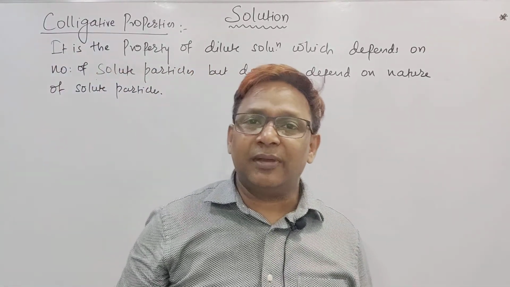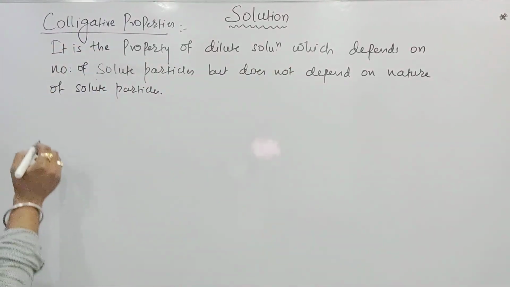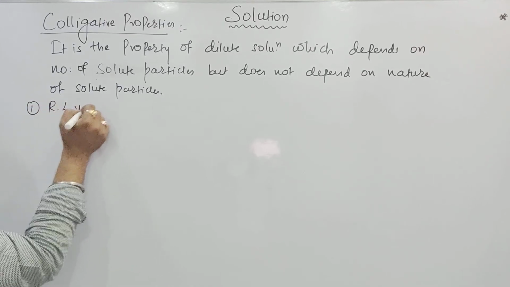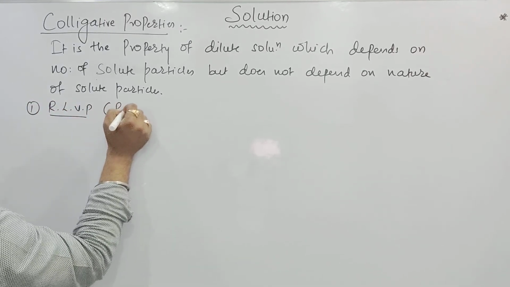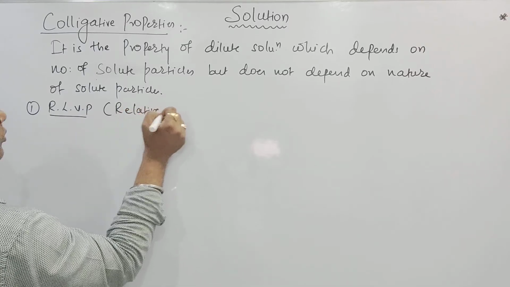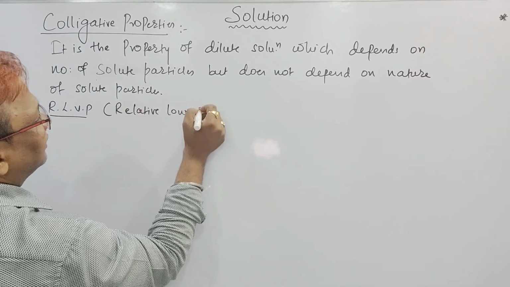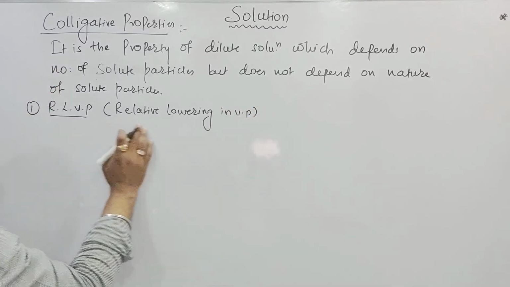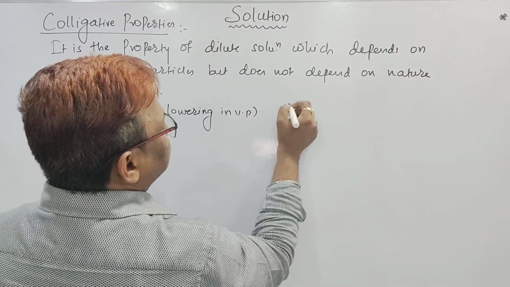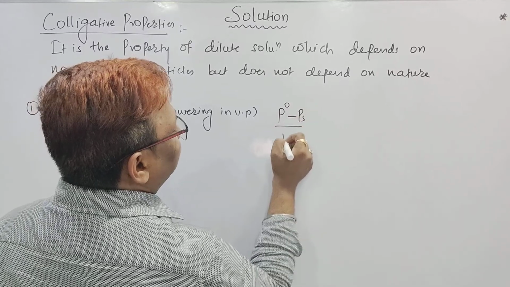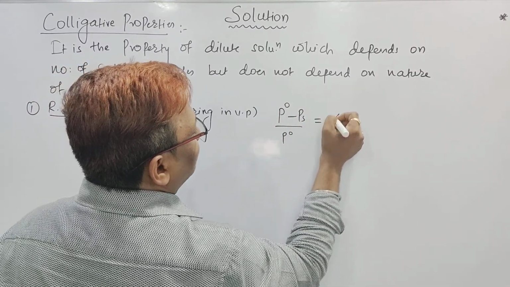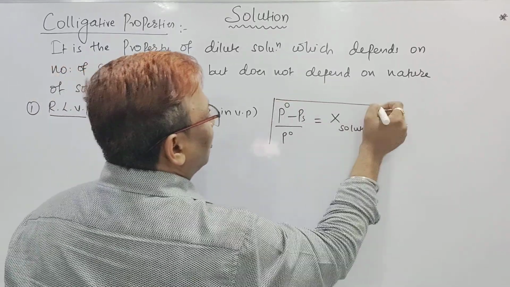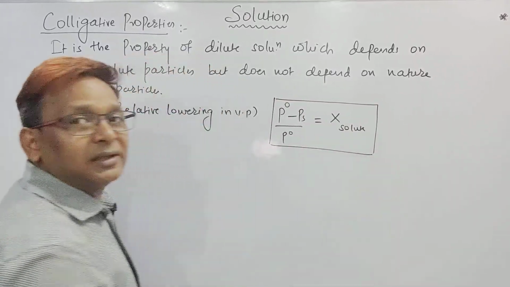But in our chapter we have only 4 colligative properties. What are they? The first one is RLVP, called relative lowering in vapor pressure. Relative lowering in vapor pressure is denoted as P0 minus PS by P0, which is equal to X solute. I hope everybody knows what P0 is here and what PS is here.